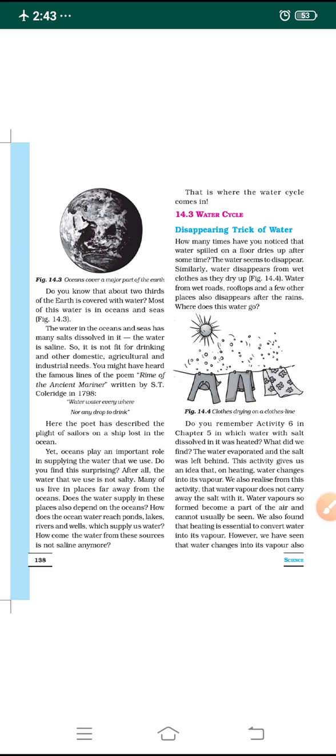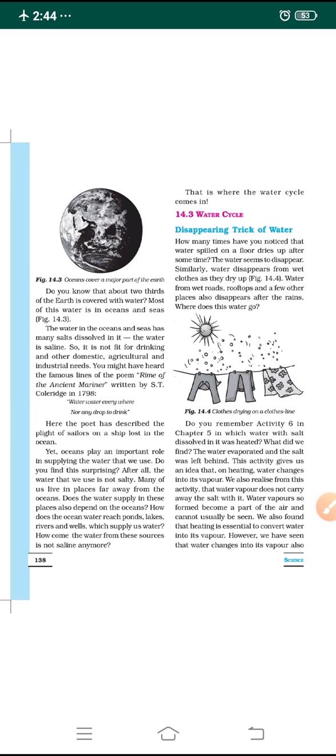Dear students, in the previous class we were discussing the disappearing trick of water under the concept of the water cycle. We have seen that clothes dry up when they are put on a thread or a wire in a hot sun. In a short period of time the clothes dry up. This is due to the disappearing trick of water, that is nothing but evaporation.